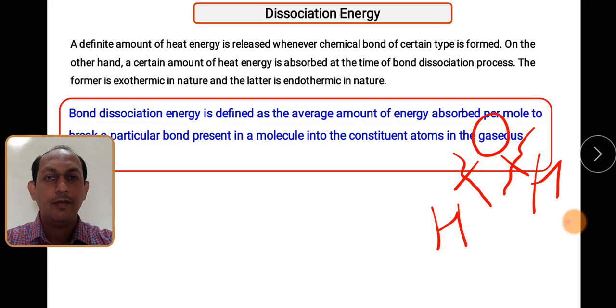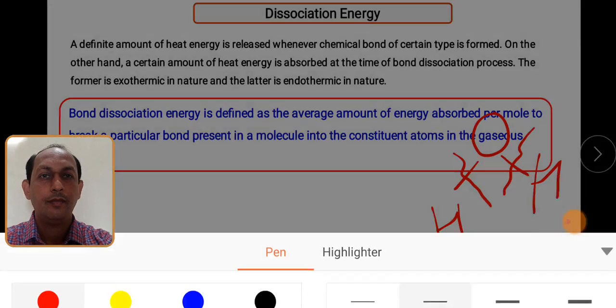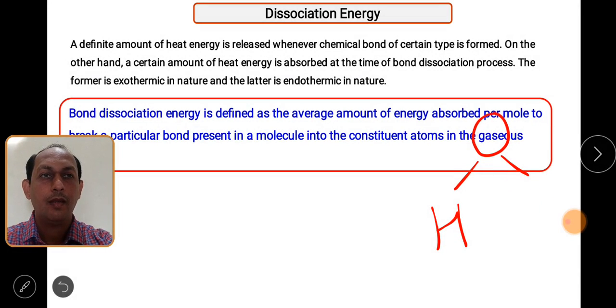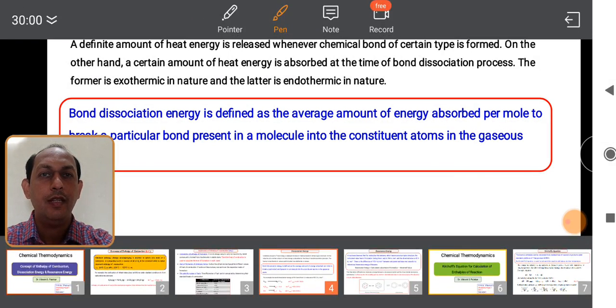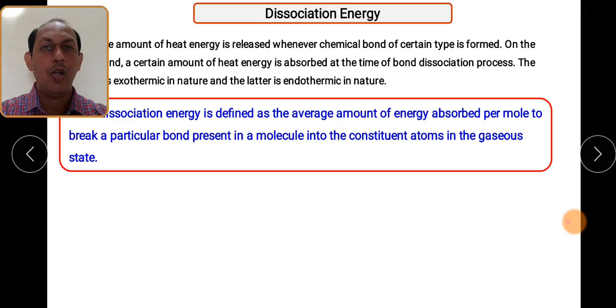So remember, bond dissociation energy is defined as the average amount of energy absorbed per mole to break a particular bond present in a molecule into its constituent atoms in the gaseous state. Remember, you have to consider the bond dissociation energy.